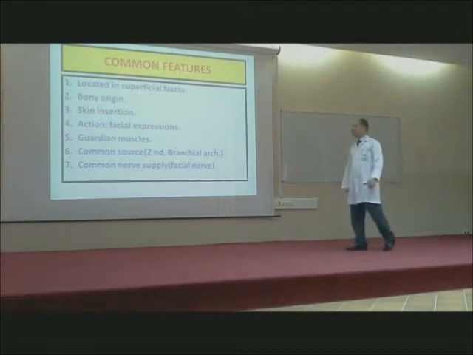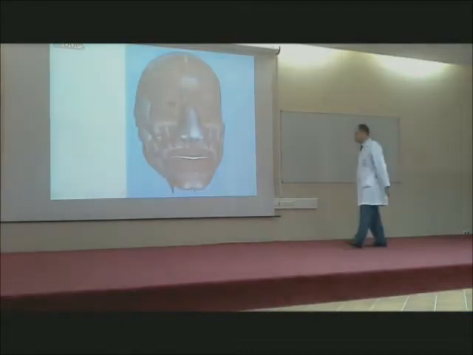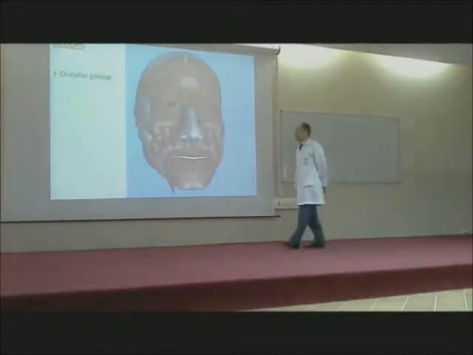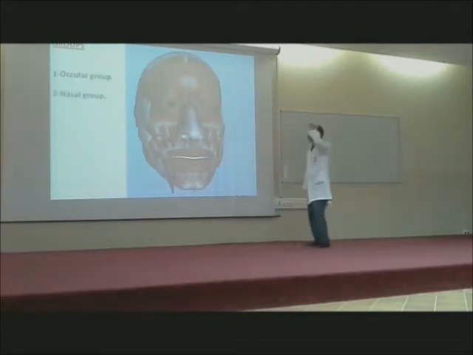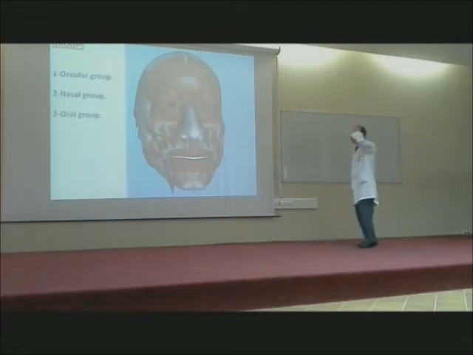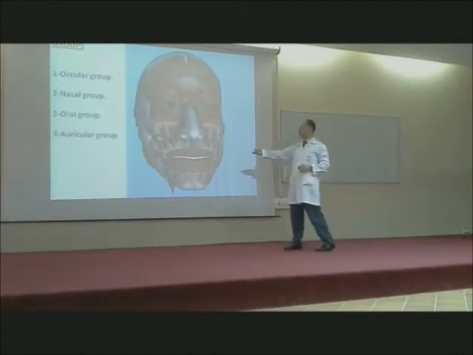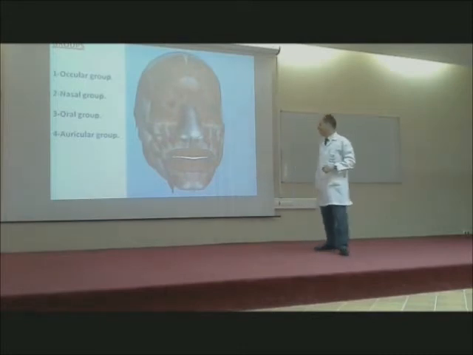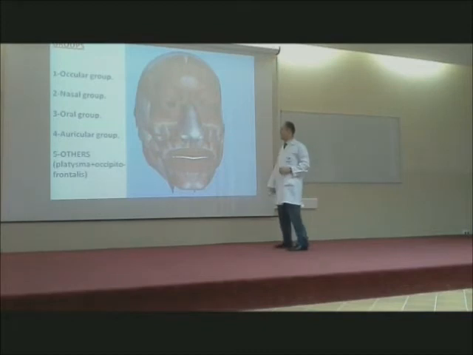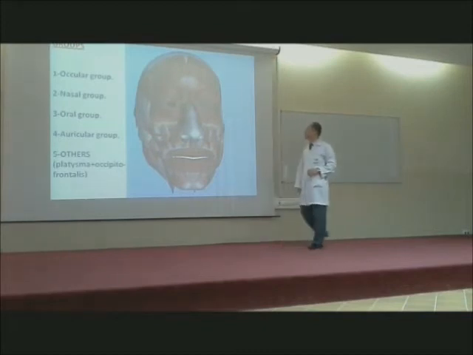We have groups of muscles. Number one, muscles related to the orbit, so it is named the ocular group. Second group, nasal. Third group around the mouth, named the oral group. Auricular group attached to the external auricle. Lastly, others like platysma and occipitofrontalis.